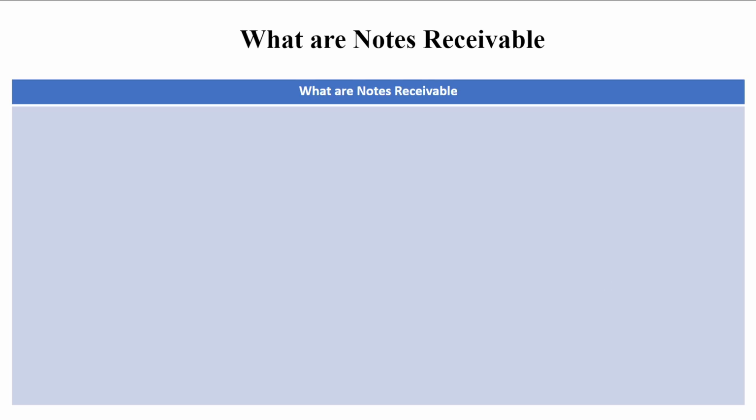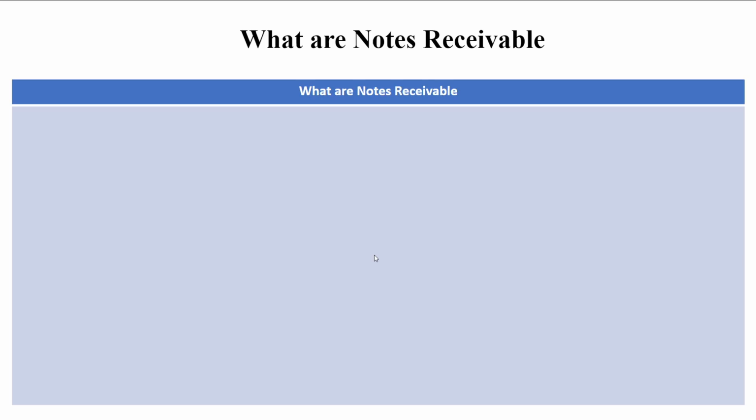So let's get started. Now, notes receivable are a type of asset that represents a formal promise of payment from a customer or borrower. It's essentially a written agreement where one party, for example, the borrower, promises to pay a specific amount of money to the other party, which is basically the lender, on a specified date. So it's basically borrowing money from someone, and it's a contract that has a given date by which you have to pay the money back.